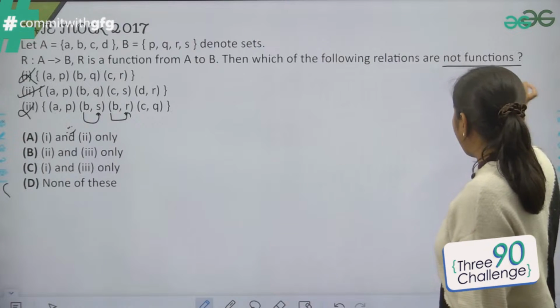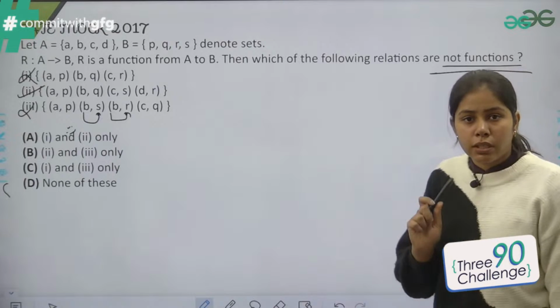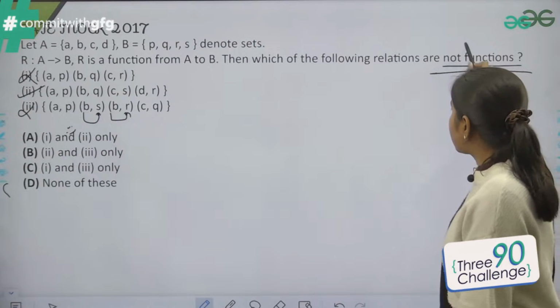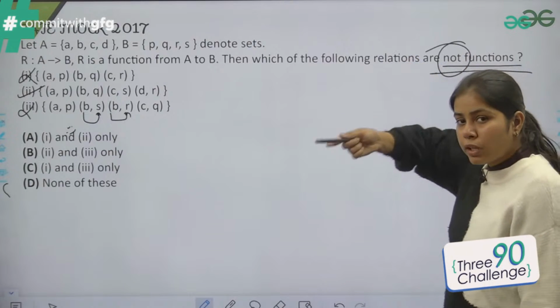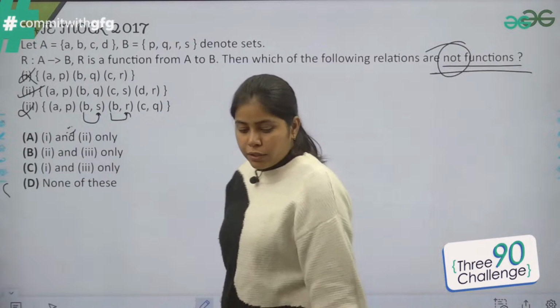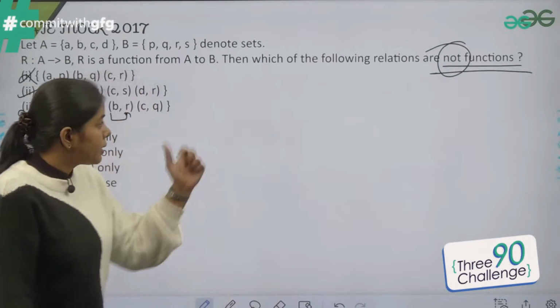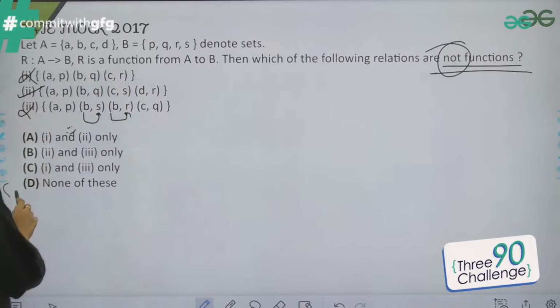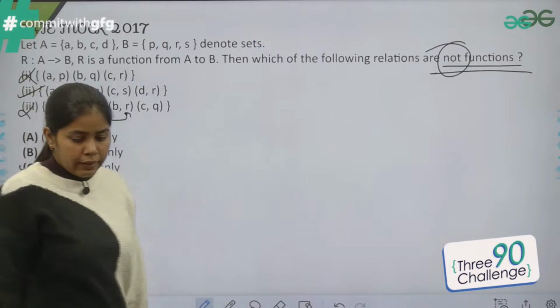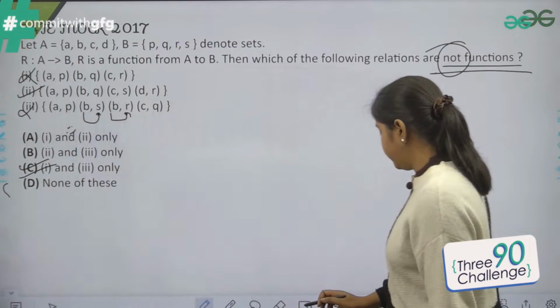So guys, just remember, when you are given a question, read that question carefully. They're asking for not functions, because sometimes what happens, whenever students get a right option, they tick it. Just don't do that. They are saying for not functions, so first and third are not functions. Option C is true, right? So let's move forward.